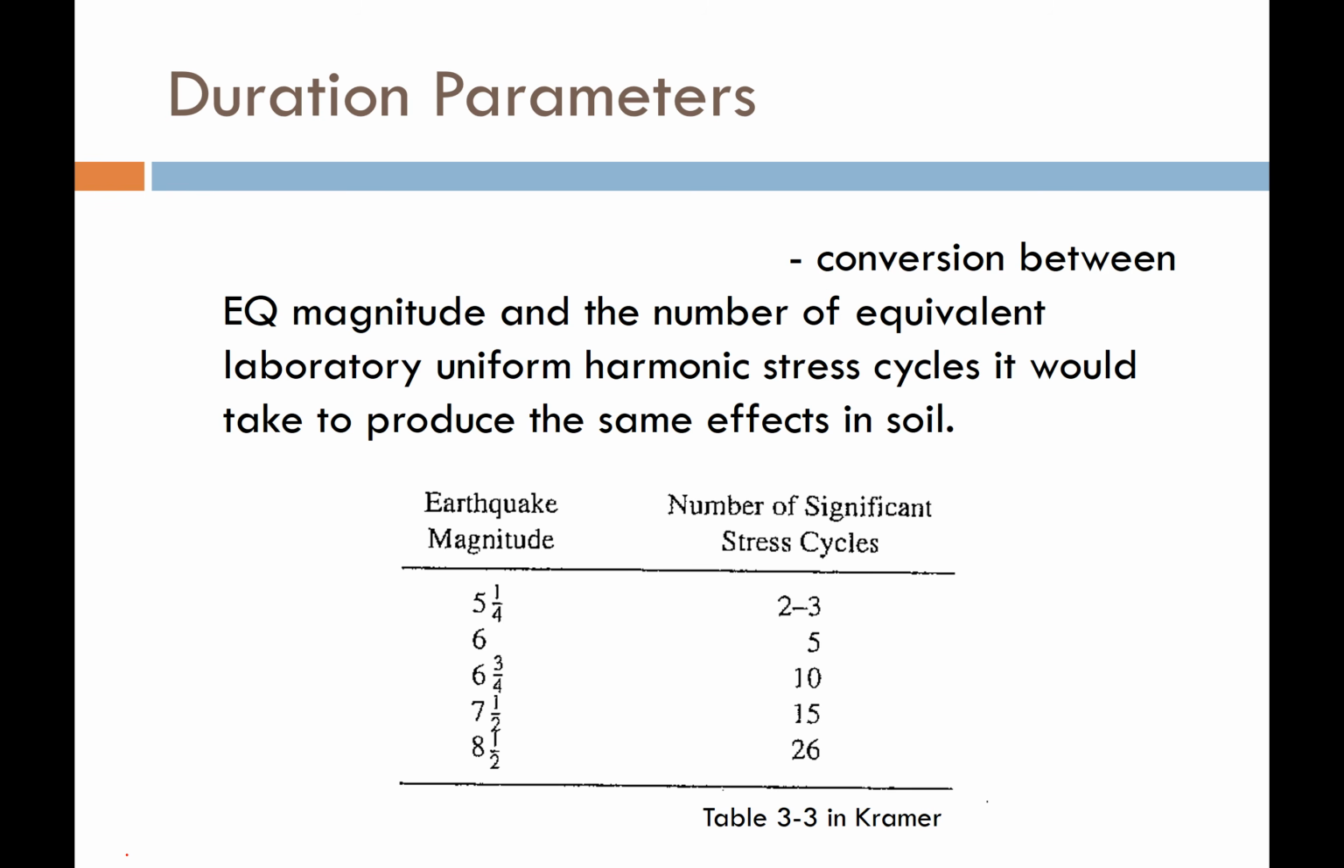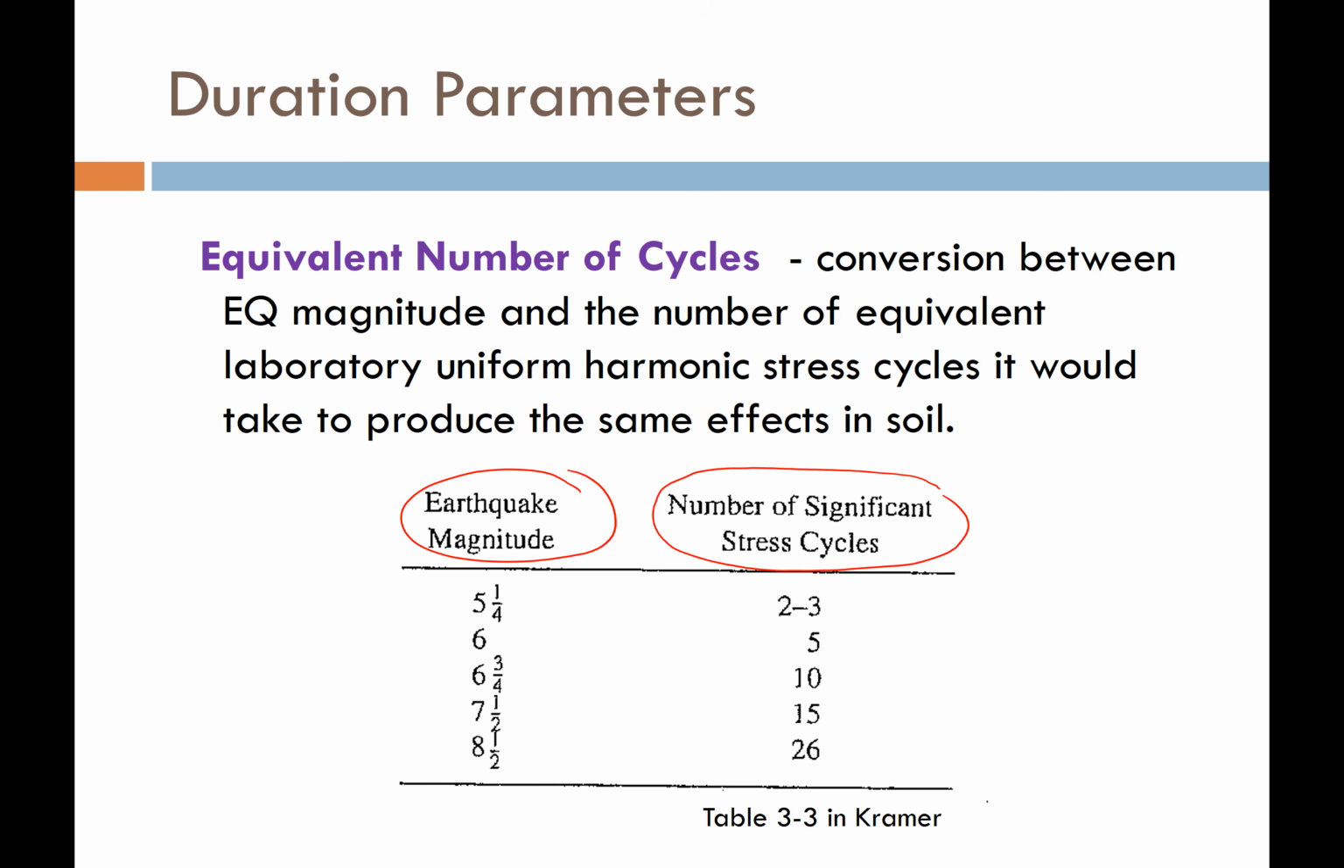Another duration parameter that we can use is the equivalent number of cycles. So this is trying to relate earthquake cycles to equivalent cyclic triaxial shear test cycles. And it all relates to the amount of energy that's being put into the soil. So there have been lots of different studies out there. We're not going to focus too much on these, but you can see that for different earthquake magnitudes, we have a different number of equivalent significant stress cycles.